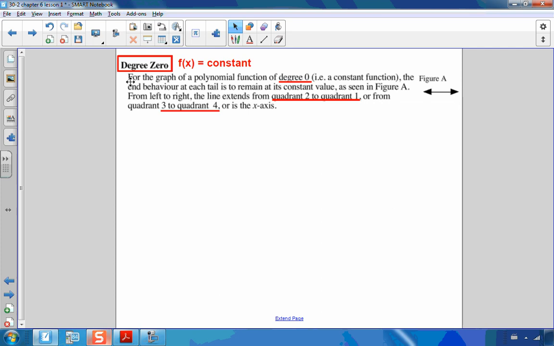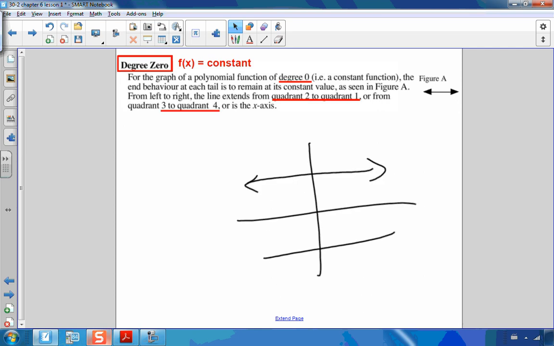So let's go and do the end behavior of each of the graphs that we've done. When we have degree 0, that's a horizontal line. The end behavior extends from quadrant 2 to 1 if it's a horizontal line up here, or from 3 to 4 if it's a horizontal line there.